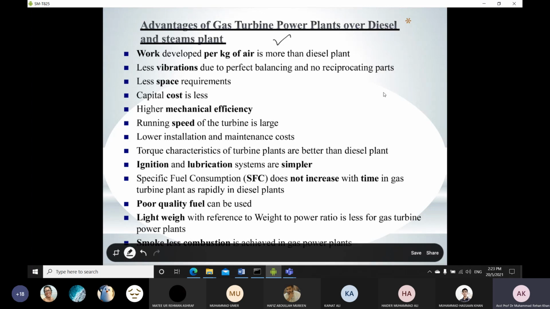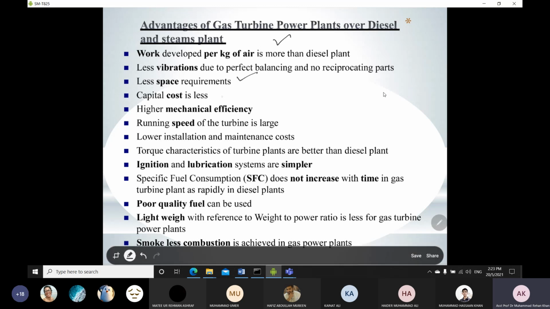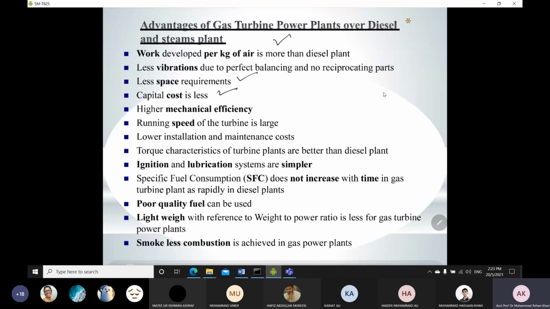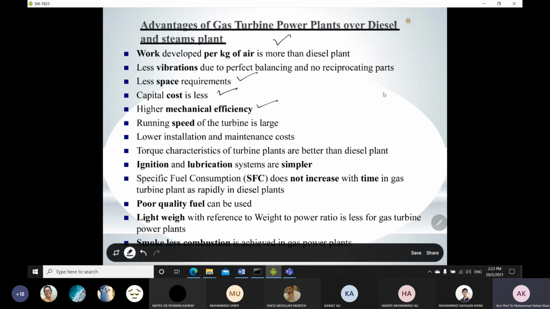Okay, so in the rotating parts, there will be less vibration as compared to the reciprocating parts. Then less space requirements, capital cost is less, and it has a high mechanical efficiency. So these are two terms, mechanical efficiency and thermal efficiency. Although it has a high mechanical efficiency, it has a low thermal efficiency. So it is up to the design engineers. So what are their requirements? Either they have to produce a high mechanical efficiency system, or they have to build some high thermal efficiency equipment. So this is on the design engineer.